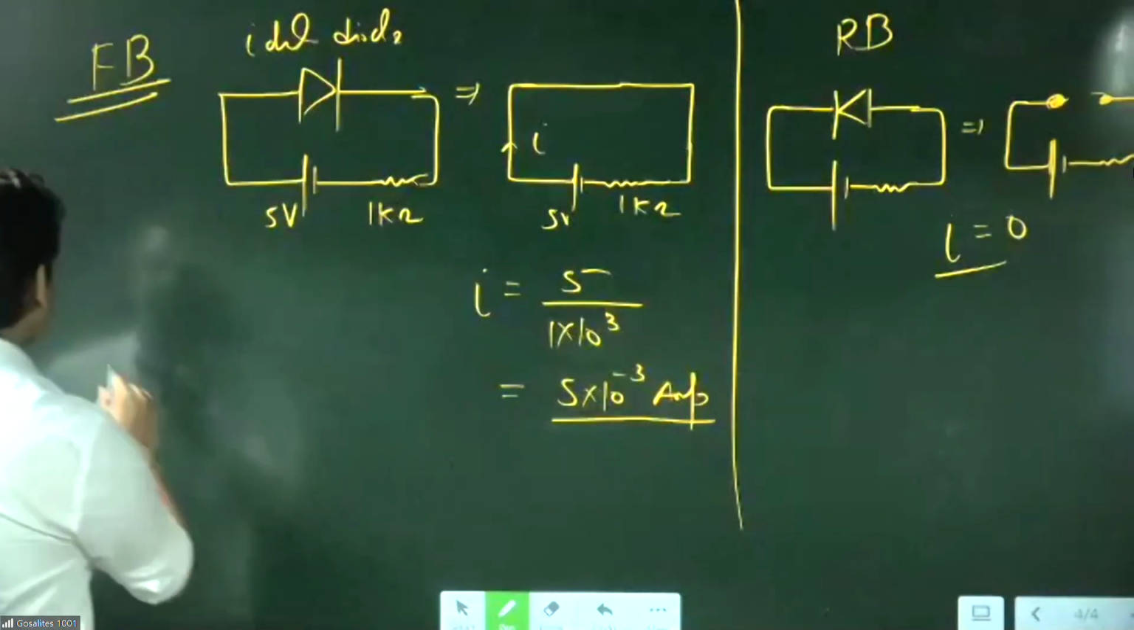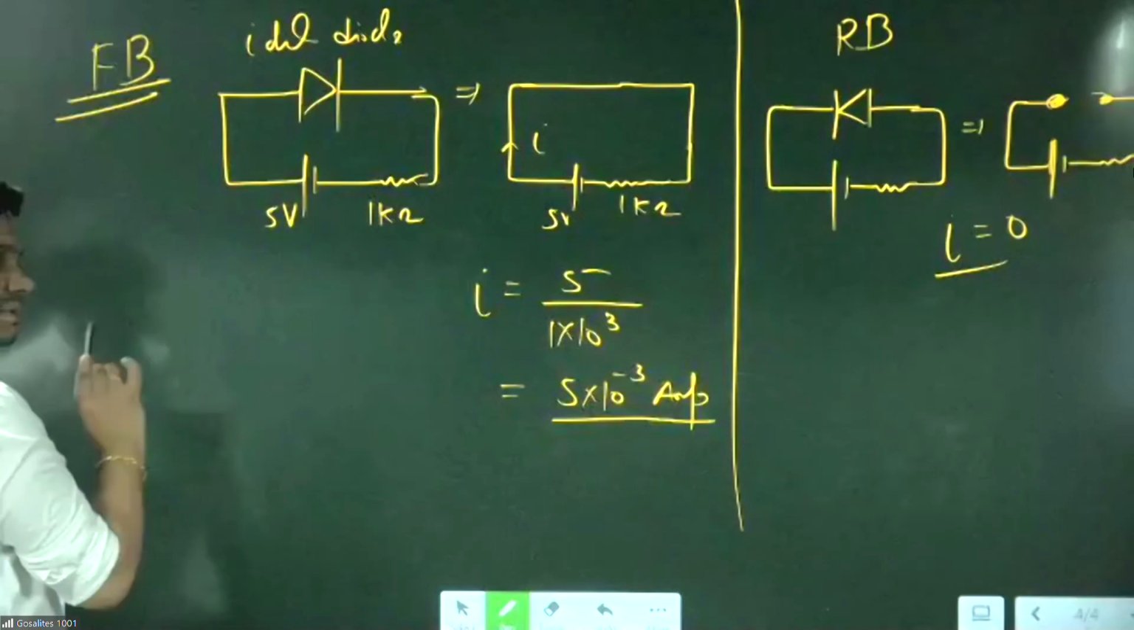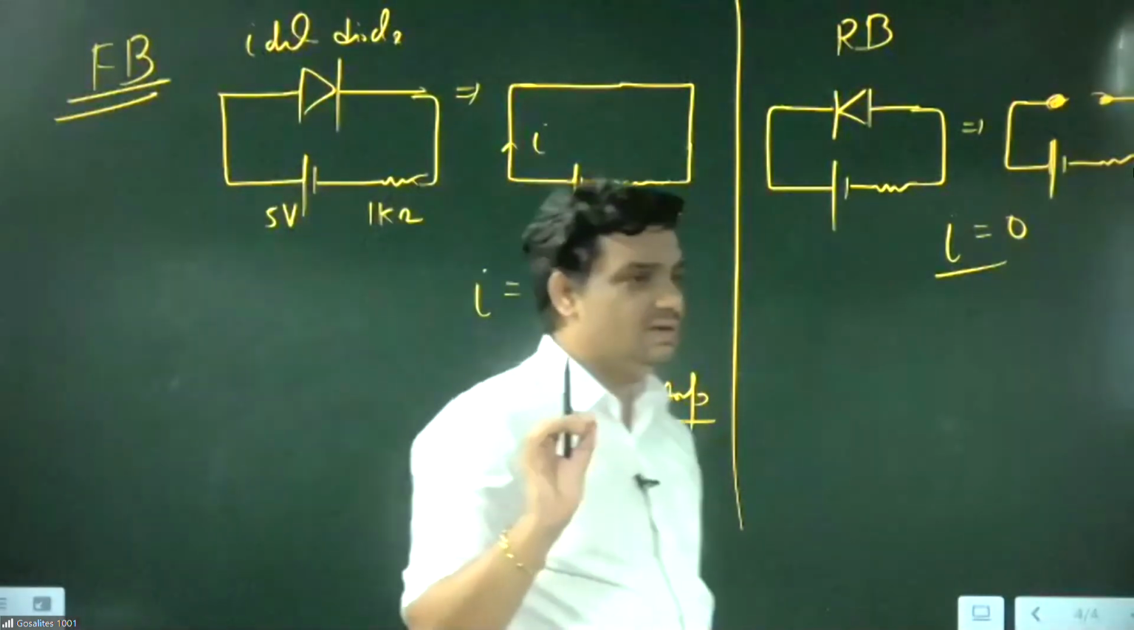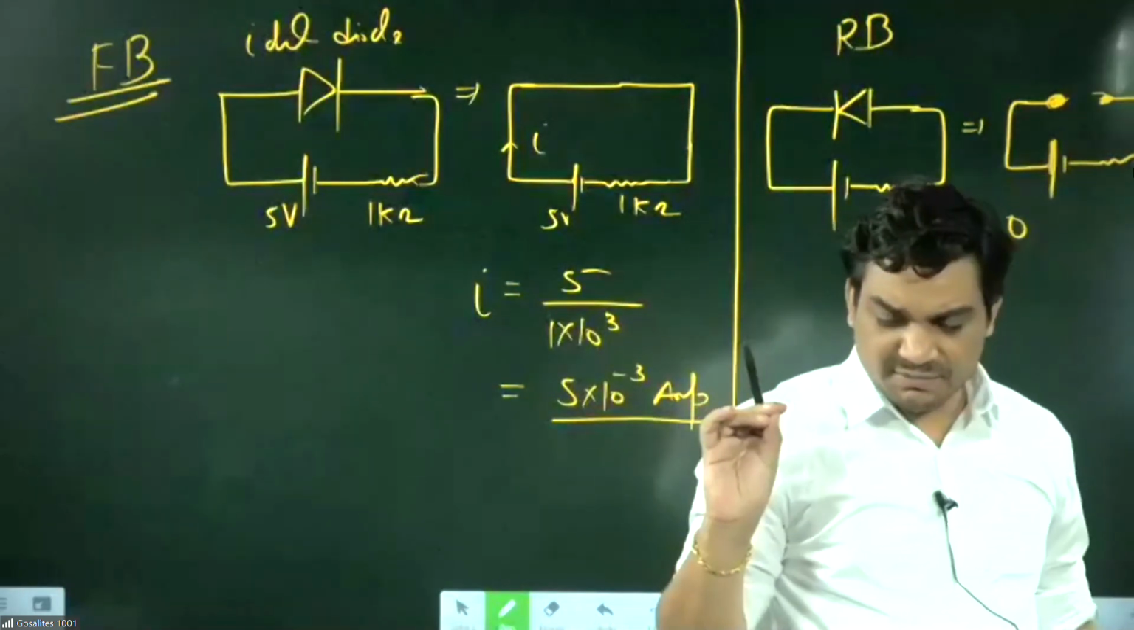Okay, for silicon you will take a 0.7 drop. In silicon, 0.7 loss will be there. In germanium, how much loss will be there?